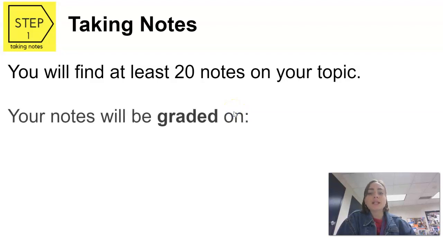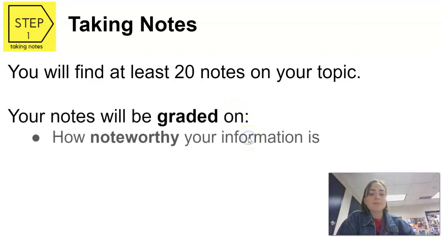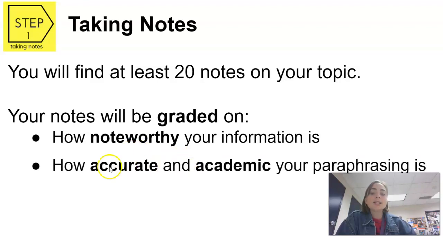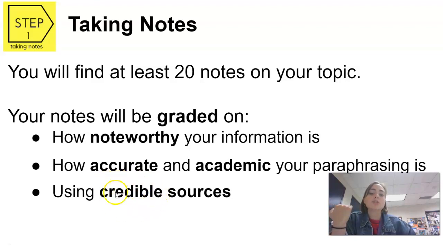So your notes are going to be graded on a couple different criteria. The first is how noteworthy your information is. So that means that the information you find shouldn't just be common knowledge, but it should be things that are really relevant and important to your topic and teach you something new. The second thing is how accurate and academic your paraphrasing is. So you're going to find a bunch of information from a source, but then you're going to need to put that information in your own words, which is paraphrasing, and you'll be graded on how accurate and academic your paraphrasing is. And finally, how credible your sources are.